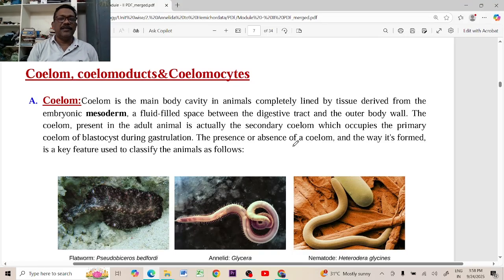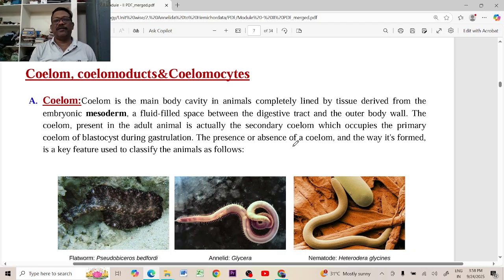The topic is coelom, coelomoducts, and coelomocytes. There are three terms, and all three are very important because they are present in the Annelida. The true coelom first appeared and developed in the Annelida, and is also present in all the higher order organisms. Coelomoducts also started in the Annelida.